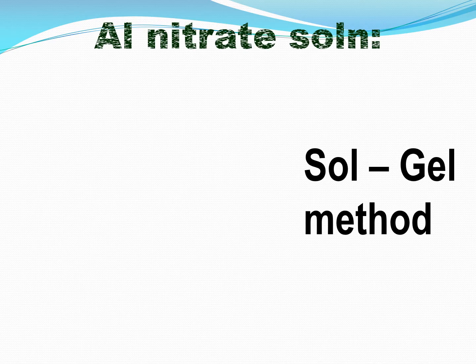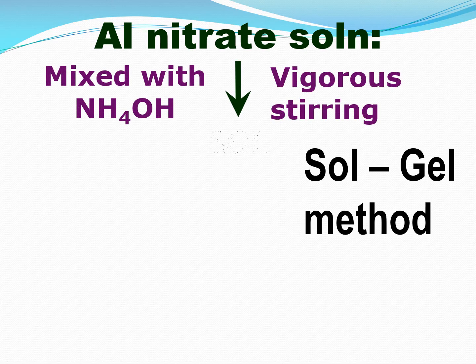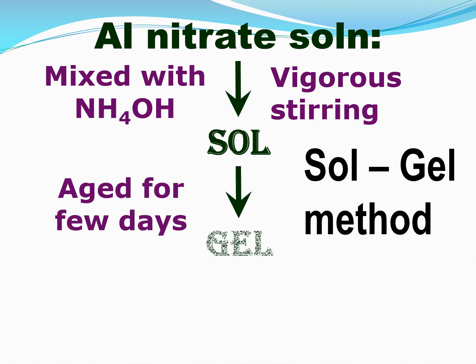So the sol-gel method, let us take the case of aluminum oxide. You want to prepare aluminum oxide, so you start with aluminum nitrate solution. To this aluminum nitrate you add a precipitating agent, ammonium hydroxide, slowly with vigorous stirring, and you get aluminum hydroxide salt. Then this salt is kept without shaking for a few days. That is called aging. It is aged for a few days and you get the aluminum hydroxide gel.